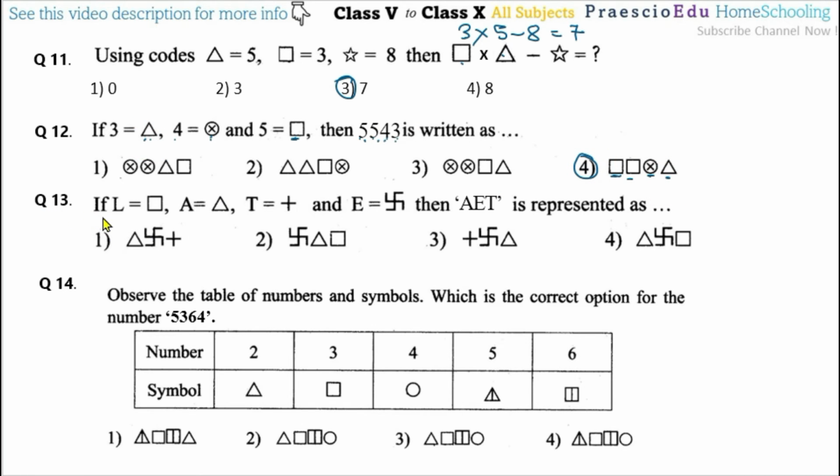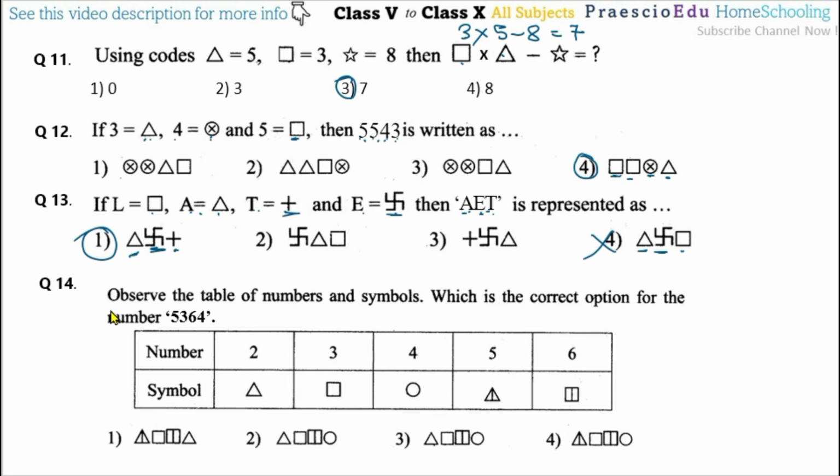Then question number 13. If L is equal to this square, A is equal to triangle, T is equal to plus sign, and E is equal to this swastik sign, then how is A, E, T represented? A means this triangle, so this triangle here and here. Then E means this swastik, so here and here. And then T means this plus sign here, but here a different one, so option number 1 is the correct one.